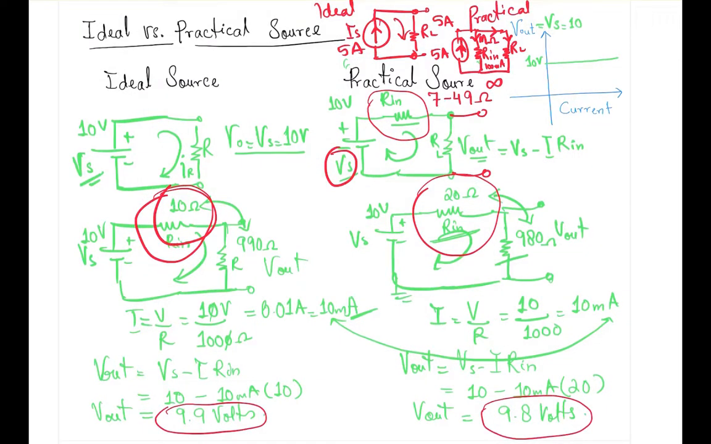Therefore the conclusion is, if we look at the ideal voltage source, regardless of how much current is drawn, the voltage is going to be constant. Whereas in a practical source, because there is some internal resistance, the voltage is going to decrease as the current increases. Ideally we want this gap to be as small as possible, which requires the internal resistance to be very small.